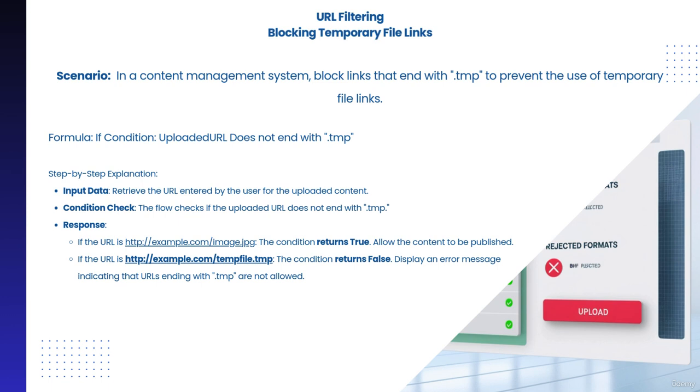Step-by-step explanation. Input data. Retrieve the URL entered by the user for the uploaded content. Condition check. The flow checks if the uploaded URL does not end with .tmp. Response. If the URL is http://example.com/image.jpg, the condition returns true. Allow the content to be published. If the URL is http://example.com/tempfile.tmp, the condition returns false. Display an error message indicating that URLs ending with .tmp are not allowed.